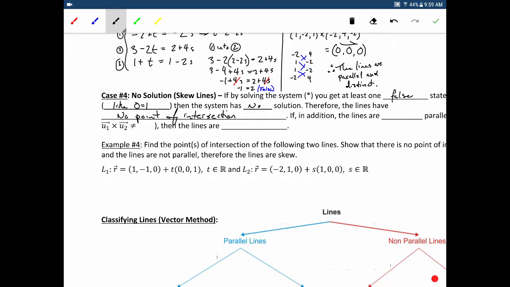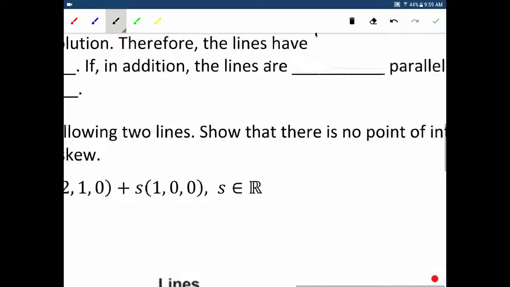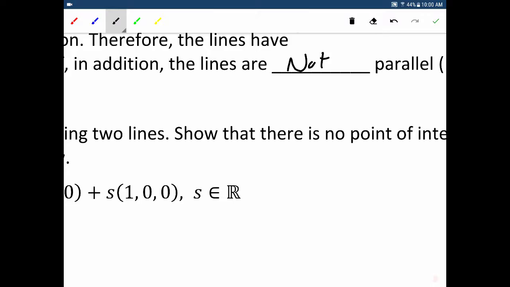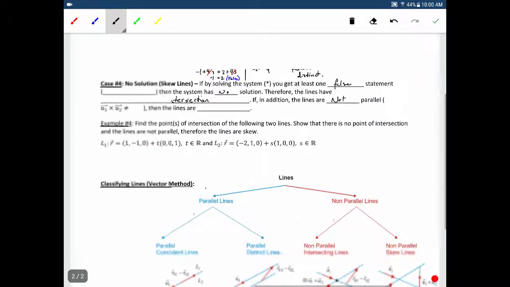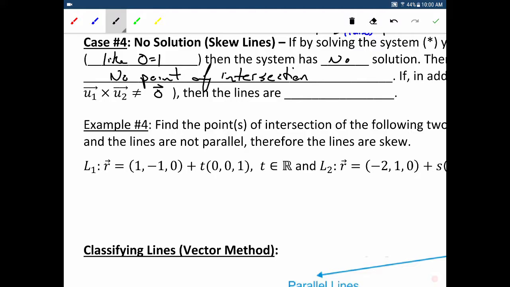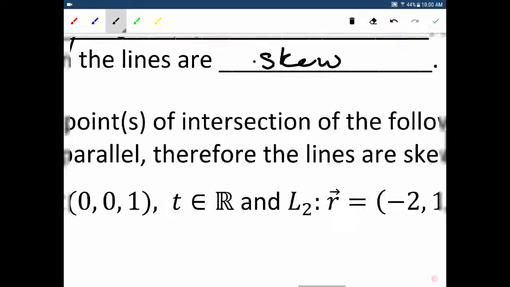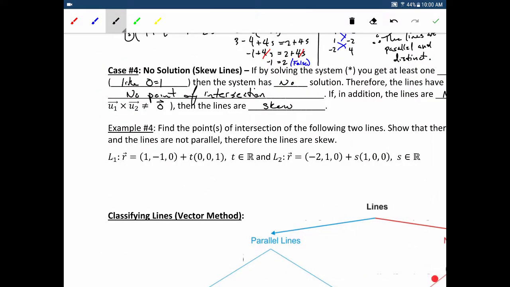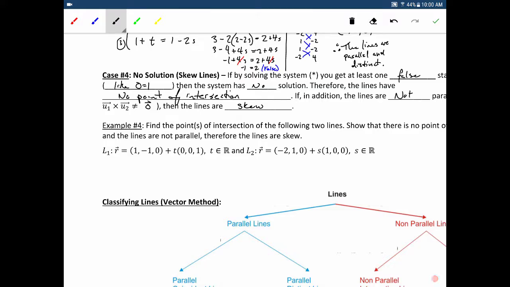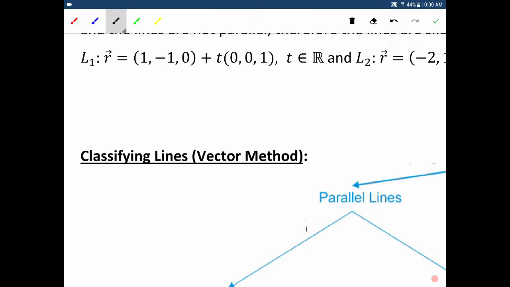If, in addition, the lines are not parallel, then the cross product does not equal 0. It doesn't matter what it does equal, it just matters that it does not equal 0. Then the lines are what we call skew. So let's do this one here. Because this is taking so long, I did come up with equations that are rather easy to come up with.